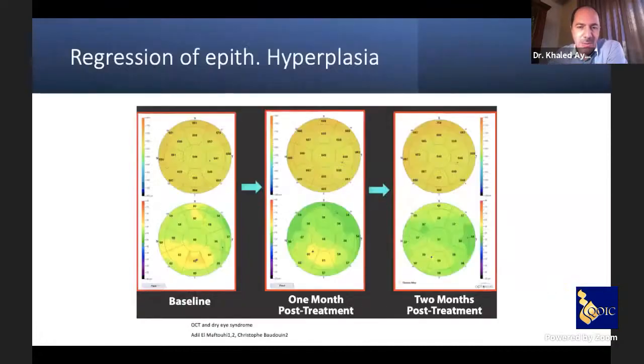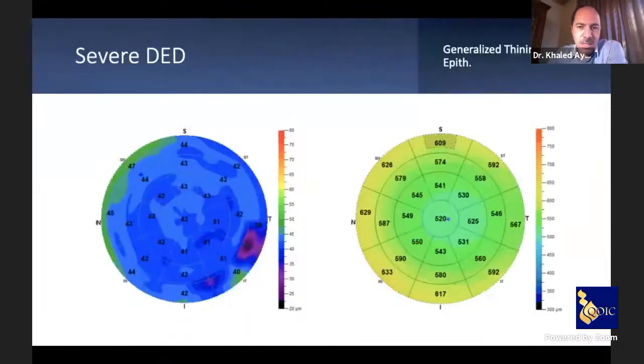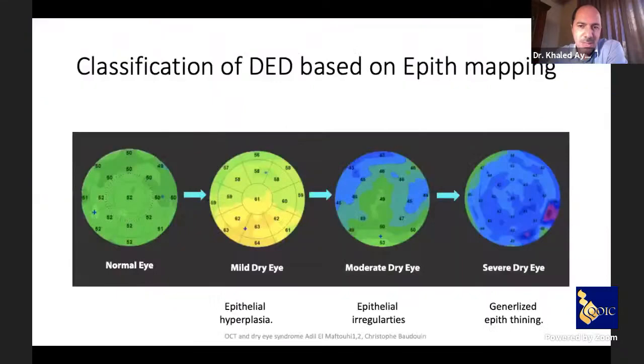And the nice thing about these epithelial changes is that they are reversible once the eye is treated with lubricants and all modalities of treatment and the dry eye resolves. This epithelial hyperplasia usually returns back to normal, but this usually takes a few months. In severe dry eye, the picture is completely different, where we get a thinner epithelium. The epithelium gets thinner and thinner in a very severe advanced stage of dry eye.